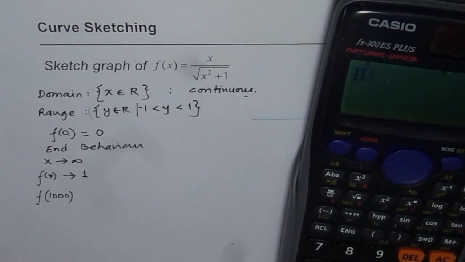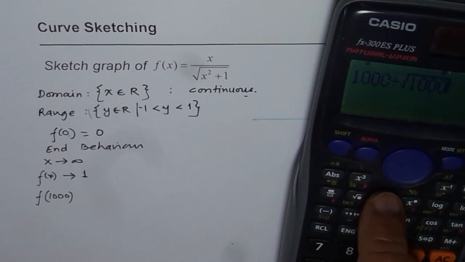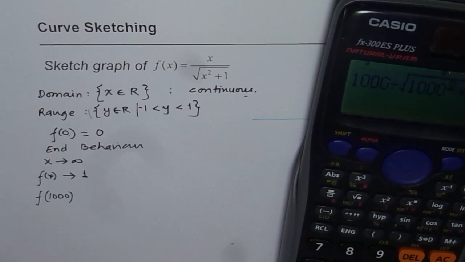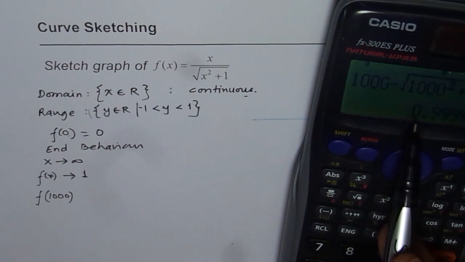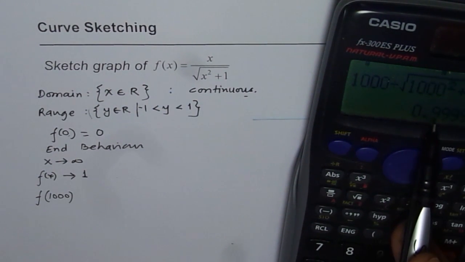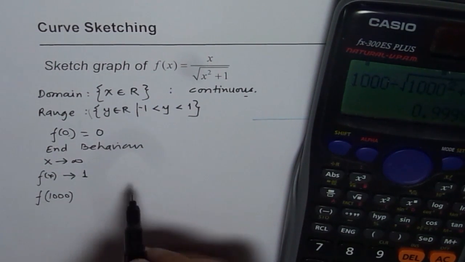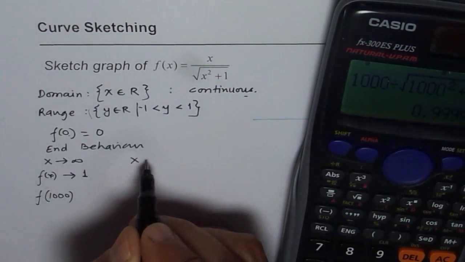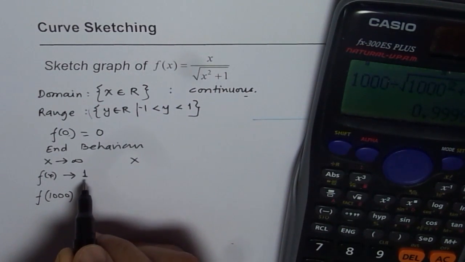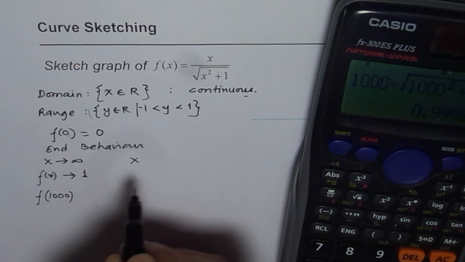So you have 1000 divided by the square root of 1000 squared plus 1, right? When you do that, you get a number which is 0.999. So it is approaching 1. Do you see that? That is how you could find this end behavior. So you're approaching, but you're not quite there. Do you see that? You're approaching.